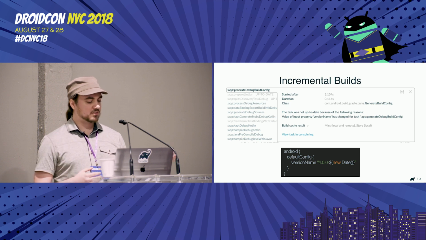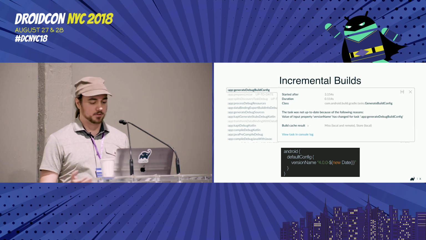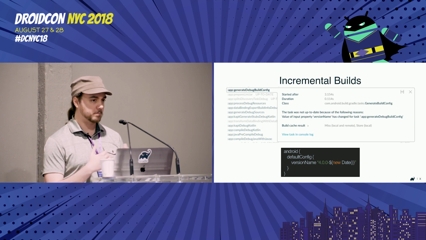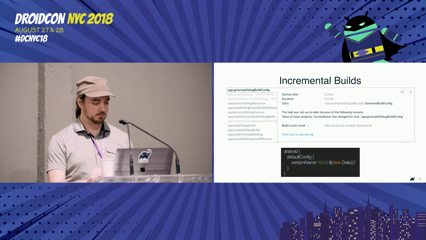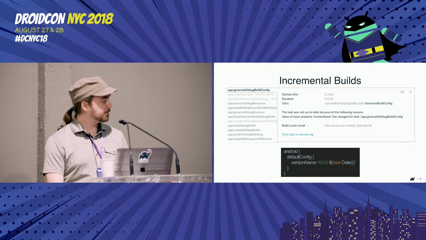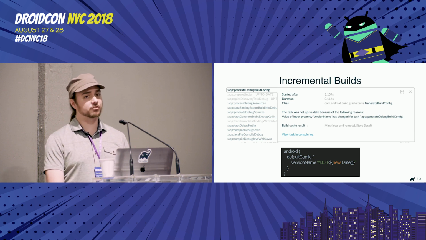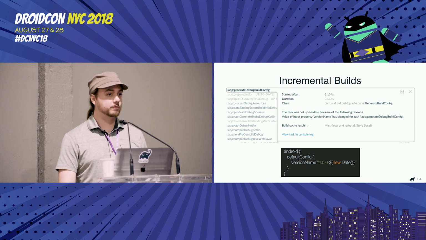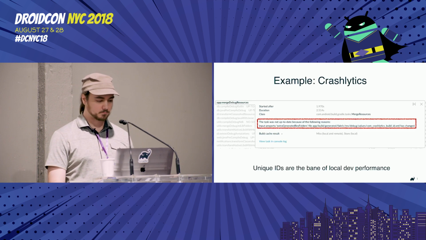What we have here is someone decided that the version name should be time-stamped. Maybe they had a valid reason, but they didn't realize how bad of an idea this was from a developer build performance perspective. And because of this, every build is different. This completely destroys incremental builds. So just don't do it. Or if you must, do it only for release builds, not for dev builds.